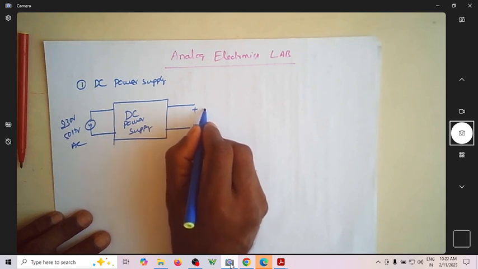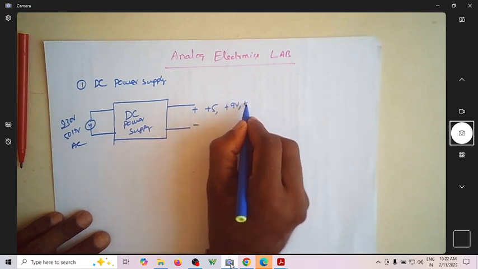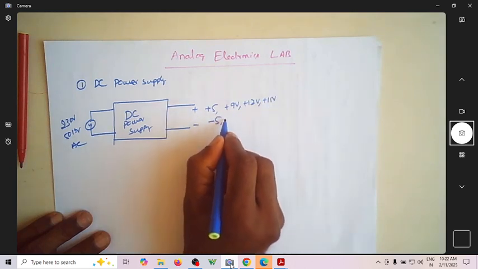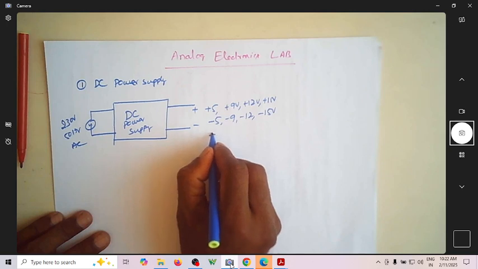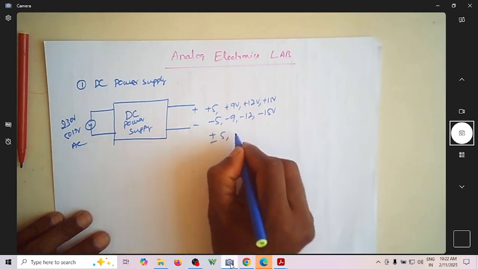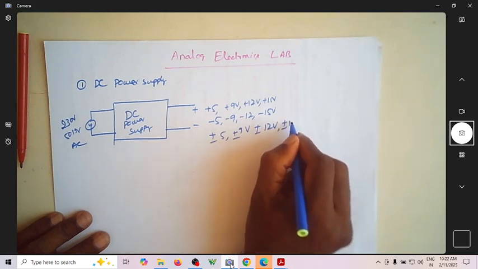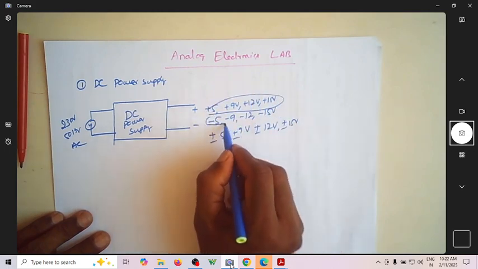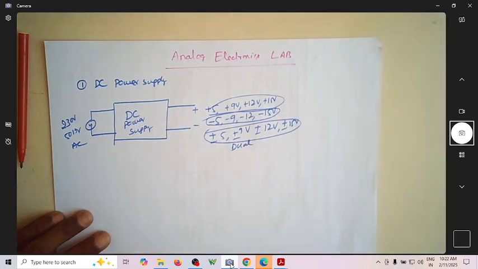The output voltage can be plus 5 volt, plus 9 volt, plus 12 volt, plus 15 volt, or minus 5, minus 9, minus 12, minus 15 volt, or sometimes you need to have both plus and minus 5 volts. This is plus and minus 9 volt, plus or minus 12 volt, or plus or minus 15 volt power supply. Since it has a positive and a negative supply, this is a dual power supply.